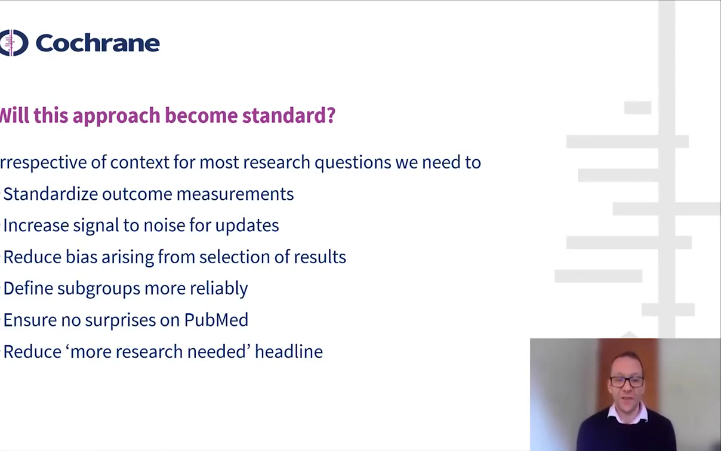It helps us think about subgroup analysis in a way that's a bit more reliable than the aggregate level that we have now, and it probably opens up the idea that ultimately an IPD, or individual participant data, analysis might be the way to go for some questions. It also means that we have no surprises on PubMed because we've already captured information about the studies which are most likely to help us in the long run, and ultimately reduce "more research is needed" as the headline finding from our reviews.